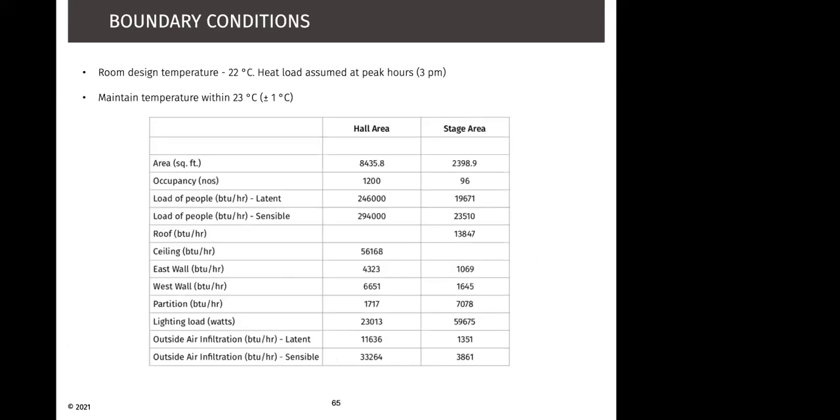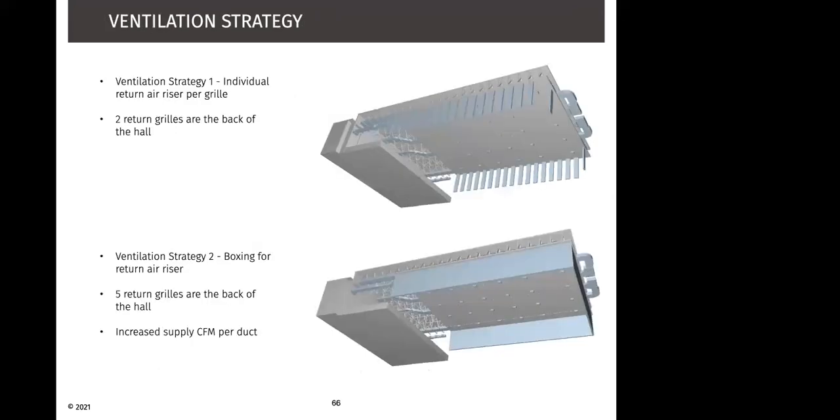So for air conditioning, the boundary conditions we need to consider is the heat load data for that particular space. So for instance, in this case, we have the hall area and the stage area, and we have to consider the latent and sensible heat for the load of people, the roof heat, the ceiling heat, the wall partition, lighting load, all the loads that we need to consider for the system. These are then applied to the system to study how it's behaving.